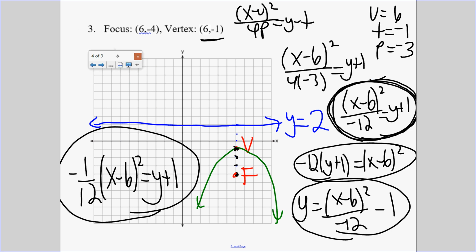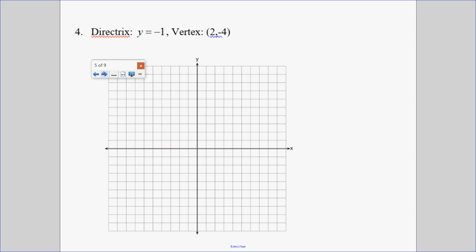I think we're just going to do one more together, and then after that, I'm going to let you practice on your own. The directrix is y equals negative 1. So it's a horizontal line at negative 1. That's my directrix. My vertex is 2, negative 4.